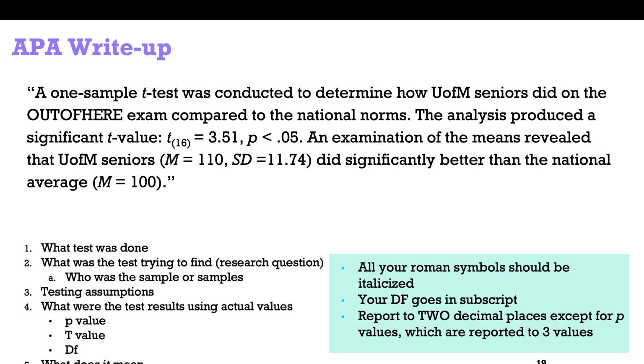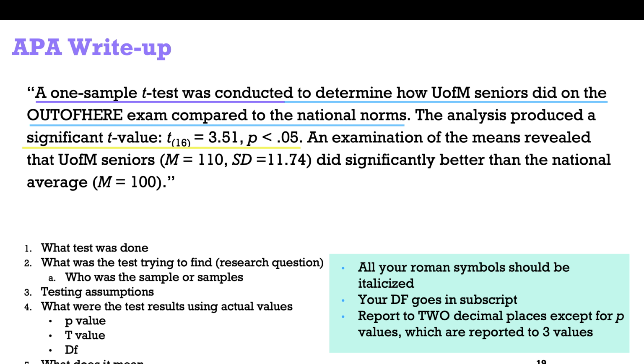So that answers our question, what test was done? And then we need to state what the test was trying to find, to determine how University of Memphis seniors did on the out-of-here exam compared to the national norm. We're not going to write any of our assumptions for one sample, but later we will. So we want to say, what are the testing results using the actual values?